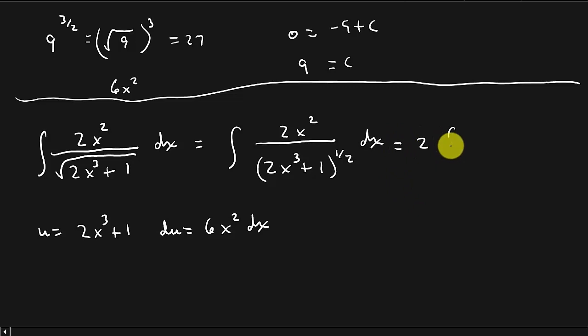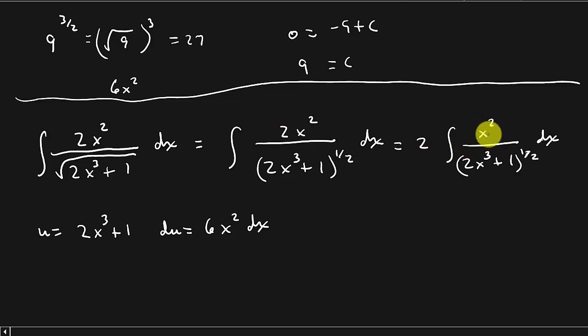And pull that 2 out. So I've got x squared over 2x cubed plus 1 to the 1/2 dx. Just pull the 2 out because it doesn't match. See, the coefficient up here does not match this coefficient. So I'm just going to take this one, pull it outside the integral symbol.